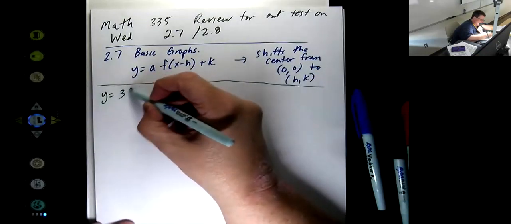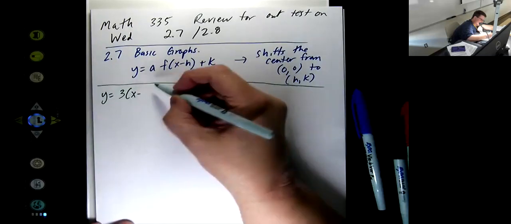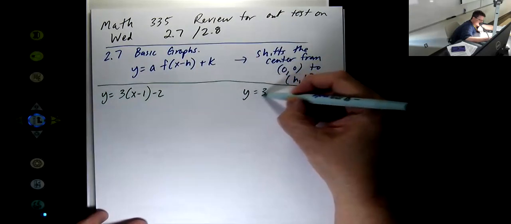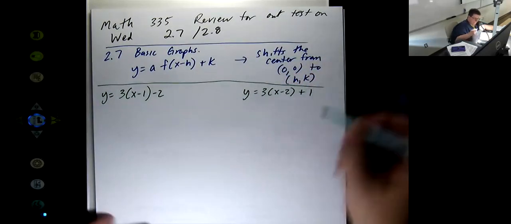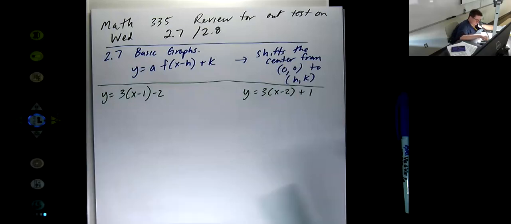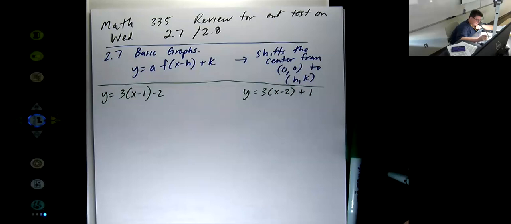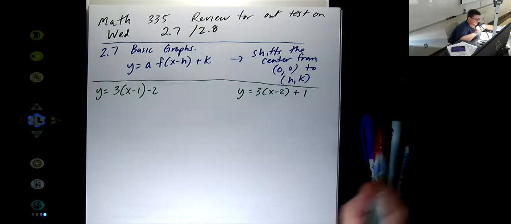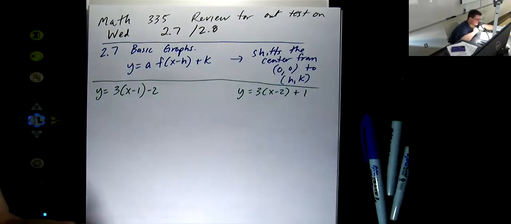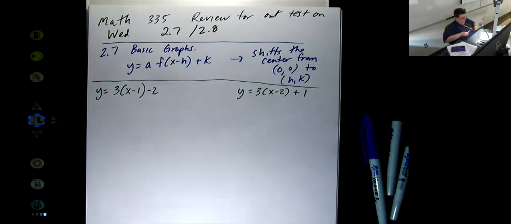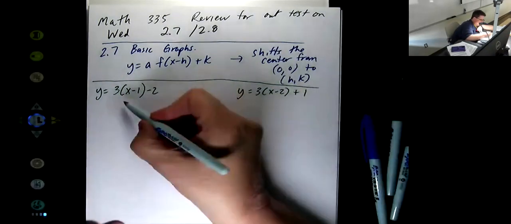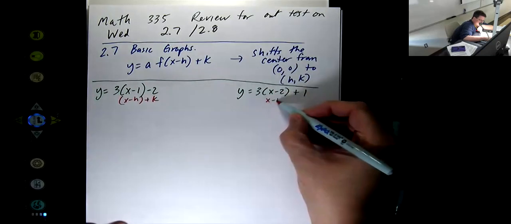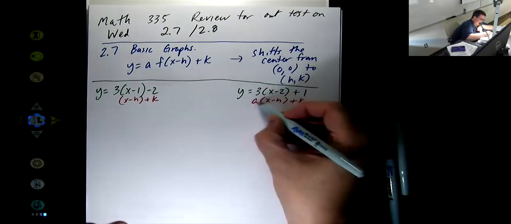We're going to do y equals 3 times (x minus 1) minus 2, and we're going to take a look at y equals 3 times (x minus 2) plus 1. Now, both of them look like a times (x minus h) plus k, with an a in front.